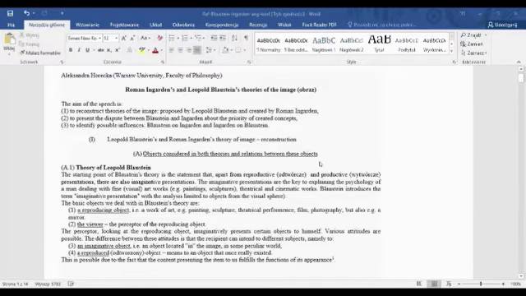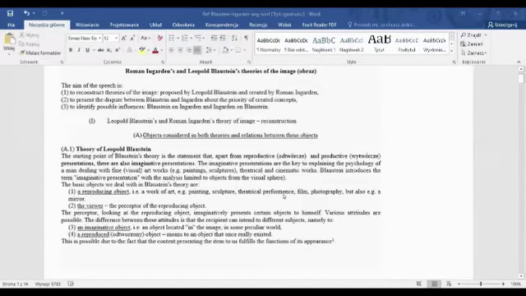Various attitudes are possible. The difference between these attitudes is that the recipient can intend different subjects, namely an imaginative object, that is an object located in the image in some particular world, and a reproduced object, meaning an object that once really existed. This is possible due to the fact that the content presenting the item to us fulfills the function of its appearance.